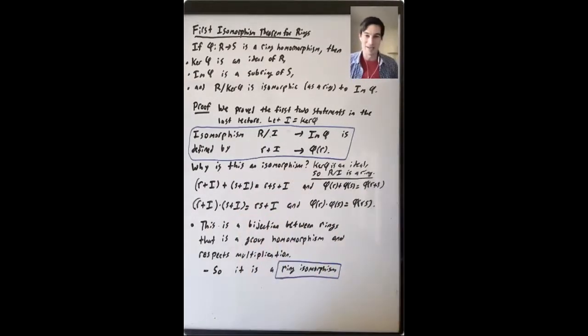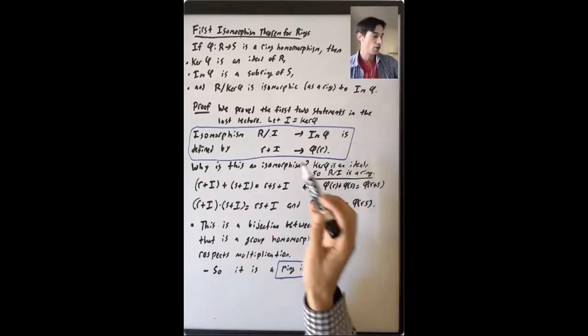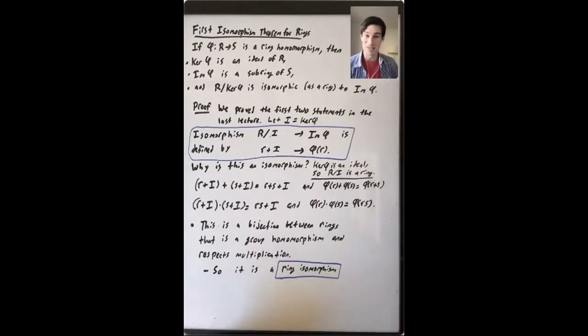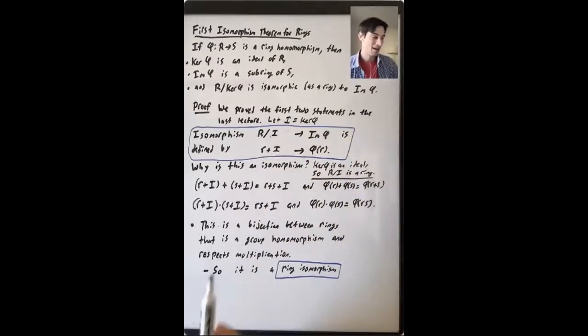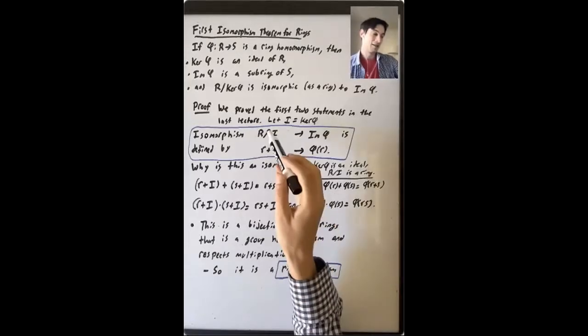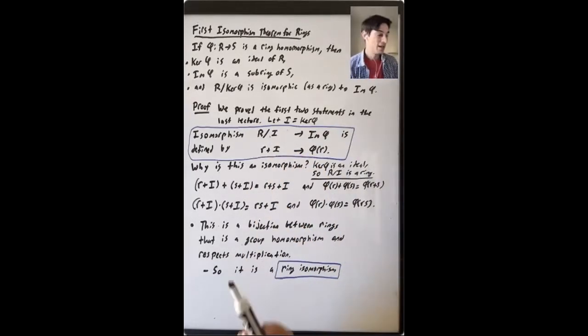Why is this a ring isomorphism? Well, first, the kernel of phi is an ideal, so R mod I is a ring. If you want a ring isomorphism, it must be a map from a ring to a ring. So you have to first do the whole part from the first video that says that R mod I really is a ring whenever I is an ideal.